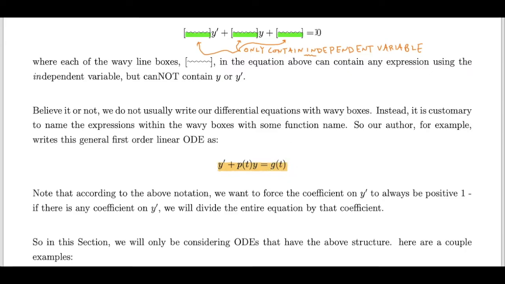Notice this has a slightly different structure than the one we just highlighted, but to get from this original structure with my wavy boxes to this more formal structure, I think you'd agree there would just be one or two simple steps of algebra. I would take this term here, move it over to the right, and then if there are terms in front of the y prime, I would divide through by those in order that my coefficient on y prime would be exactly positive 1. So any differential equation which has this structure could be reworked so that it could be written in this structure here.